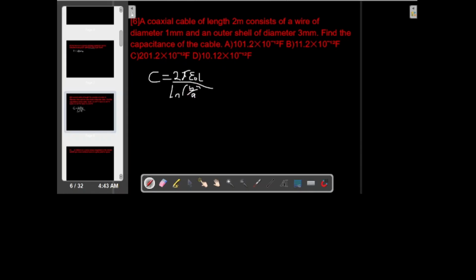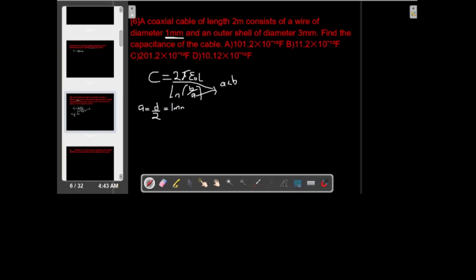Now, what is b? What is a? A is the smaller radius, and b is the larger radius. So this tells us that a is less than b. Let's try to isolate our parameters now. A, the smaller radius, we are going to get from the 1 millimeter diameter. How do you get radius from diameter? Diameter is just twice the radius, so radius is diameter over 2. What's the diameter given? They said 1 millimeter.